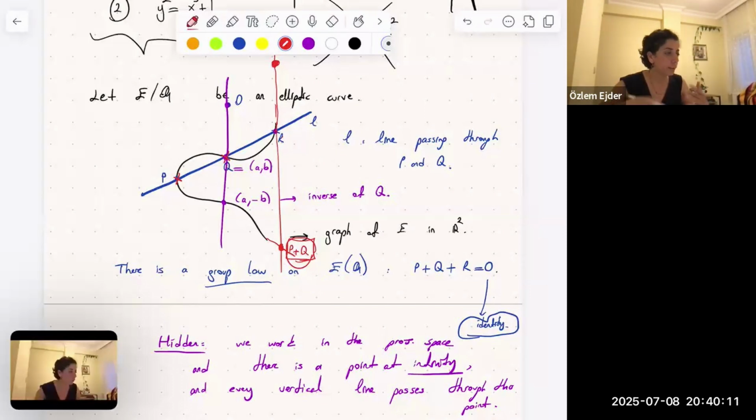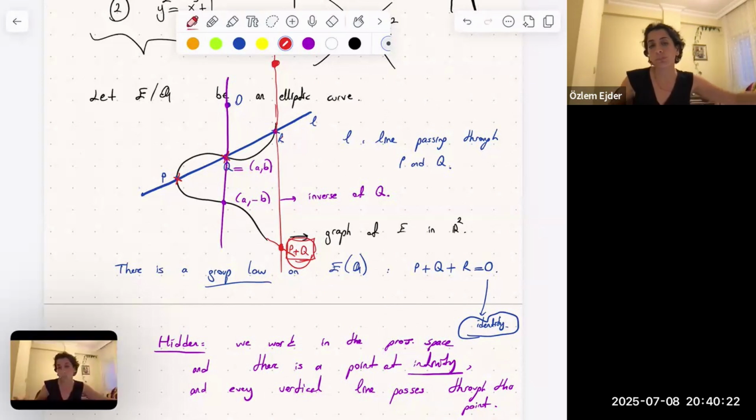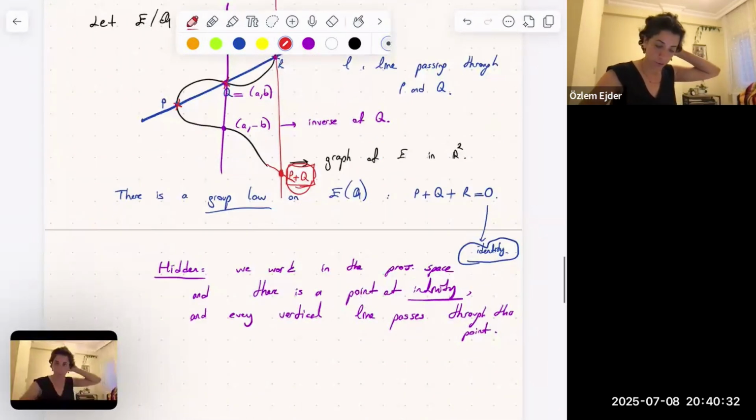In other words, we define this addition so that this extra point that we add at infinity becomes your identity element. But you can think of the motivation as coming from the first problem, the parameterization of points on the circle.